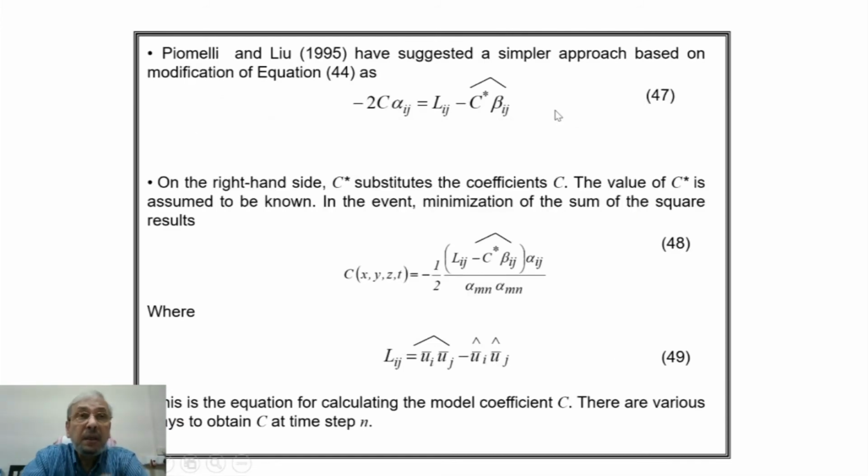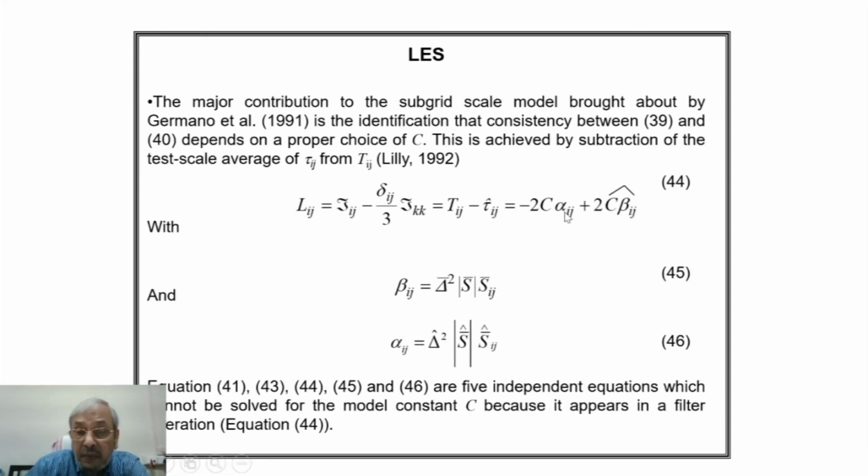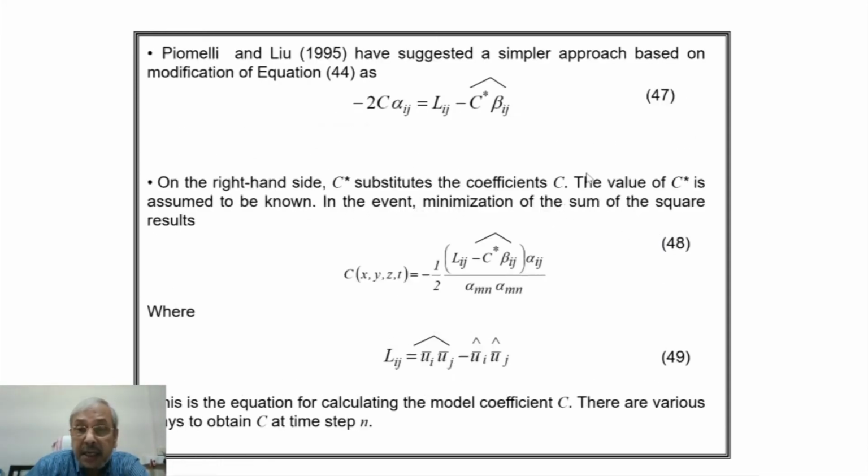Now many researchers applied different thoughts to resolve this. Very successful solution or very successful recommendation came from Piomelli and Liu. They have suggested a simpler approach based on modification of equation 44 as twice C alpha ij equal to Lij minus C star beta ij, where C star is substitute C. The value of C star assumed to be known. In the event, minimization of the sum of the square results.